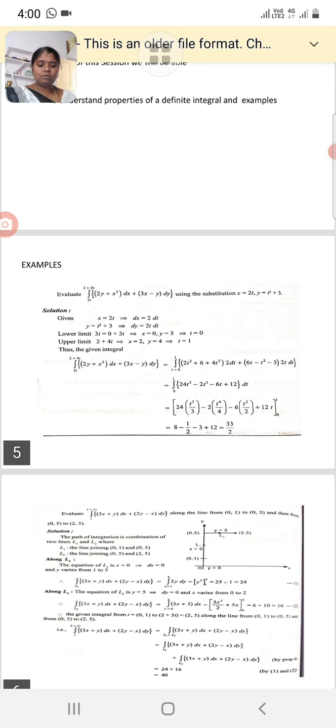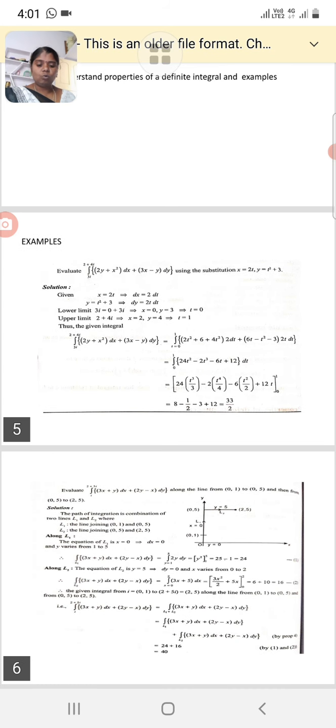We know the values of x and y, so substituting them we get the value of t. So the given integral becomes t running from 0 to 1, with y = t³ + 3 and x = 2t. On substitution, we get the integral from 0 to 1 of (24t² − 2t³ − 6t + 12) dt.